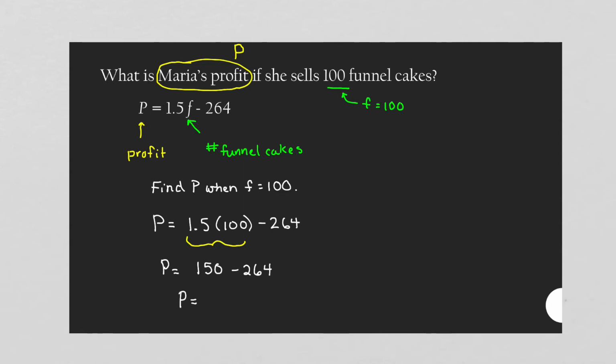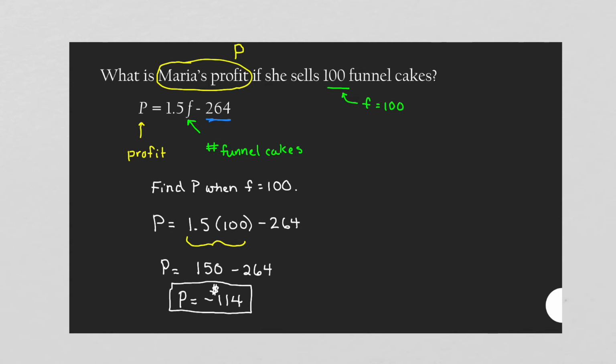P equals, and now take 150 minus 264, and we're actually going to get a negative number. In other words, she has a negative profit going on. She has a loss going on. She has not sold enough funnel cakes to break even. Why? Because her original cost was $264, and she's selling each of them for $1.50. So there is a certain amount that's going to give her a profit, but it's definitely not 100 funnel cakes. So we would say that her profit is negative $114.